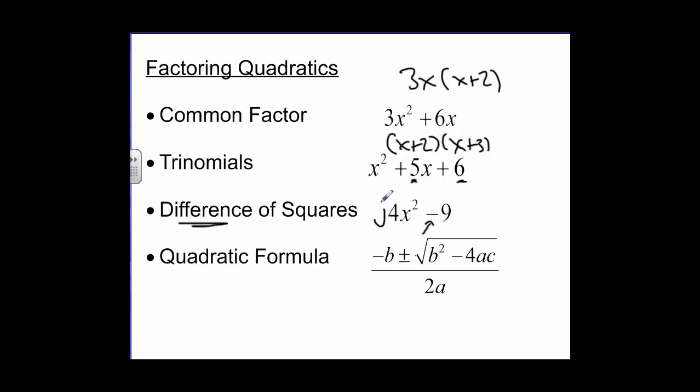And essentially what should happen is you need two things that are square rootable. If they both square root, then it can be a difference of squares. And it'll work like this: 2x, because that's what 4x squared square roots to, plus 3, and 2x minus 3, and then the 3 came because that's what happens when you square root 9.